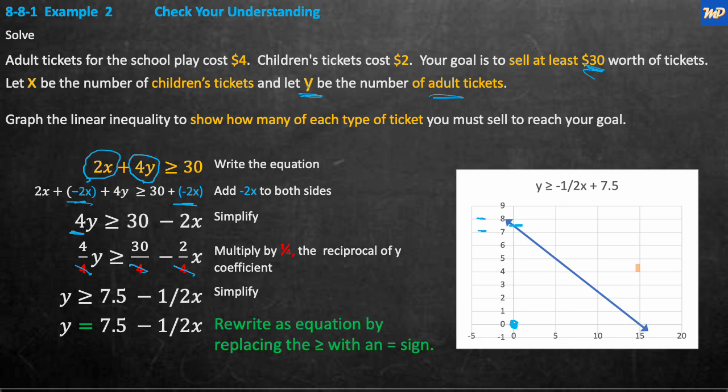Down 1, over 2 to the right. As you see it, we have a negative slope, and you see our line is going down. Okay? So let's go ahead and see if we can take a look at this.